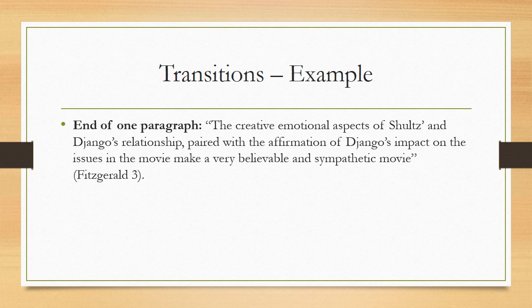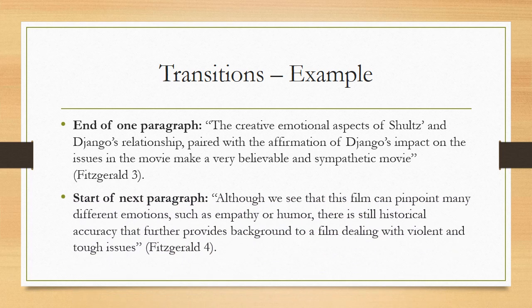And so it makes the movie sympathetic. We're drawn to this appeal of this positive portrayal of an African American character, but also believable because of the creativity and emotion. So we know what this first paragraph is about, and the writer has wrapped it up nicely with a nice concluding sentence. How does the next paragraph start?